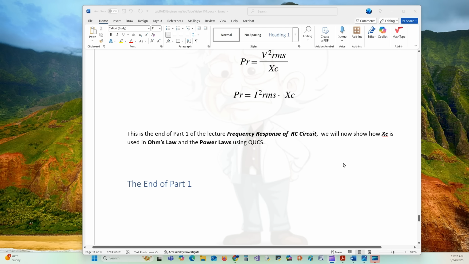So that's the end of part 1 of the lecture on the frequency response of RC circuits. We're going to go into the different types of dielectrics and then the calculating of the capacitor with respect to different dielectrics. And then we're going to go into low pass, high pass, and band pass filters next. We're going to open up the QUCS and then show you how RMS value will equal a resistance value, and we're going to measure the current and voltage and calculate our powers. That's it. I hope you had fun.